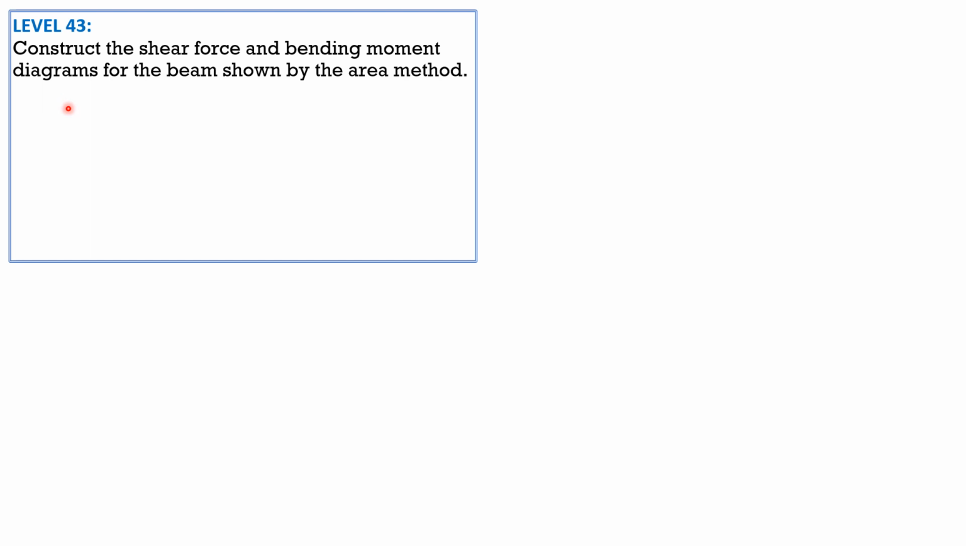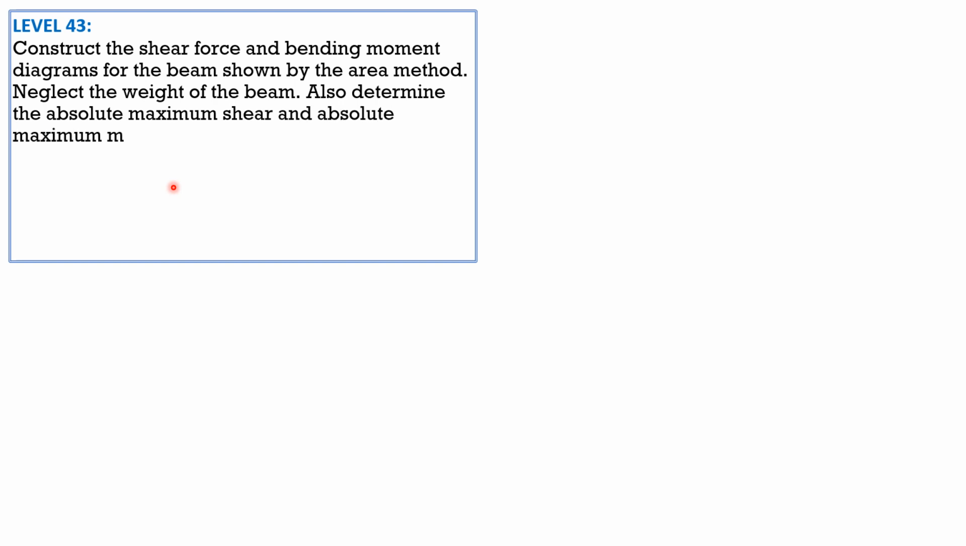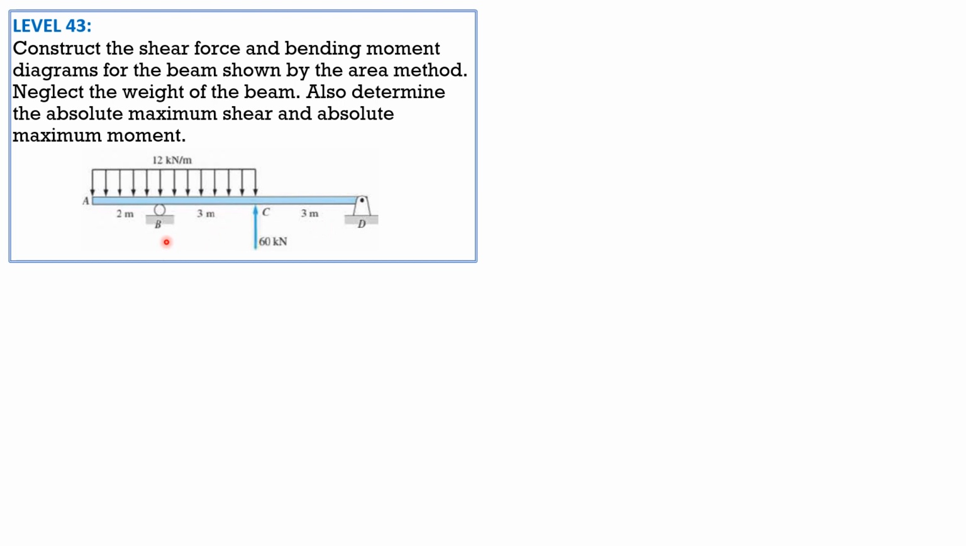Level 43. Construct the shear force and bending moment diagrams for the beam shown by the area method. Neglect the weight of the beam. Also determine the absolute maximum shear and absolute maximum moment. So here's the given figure. Let's call the reaction at B as R sub B, and at D as Dy, and Dx is 0.